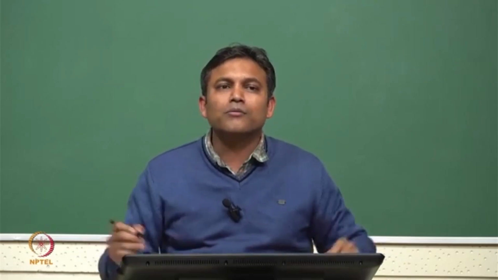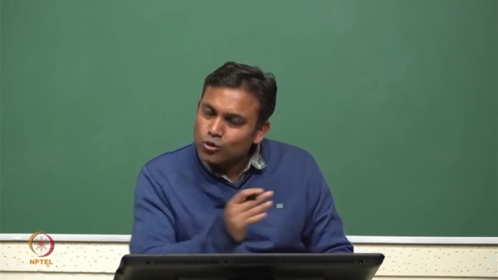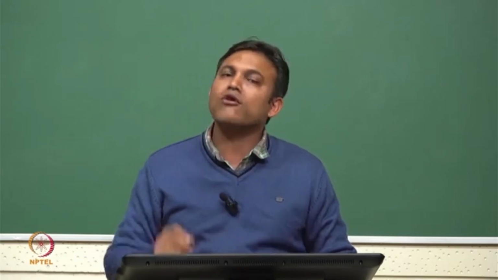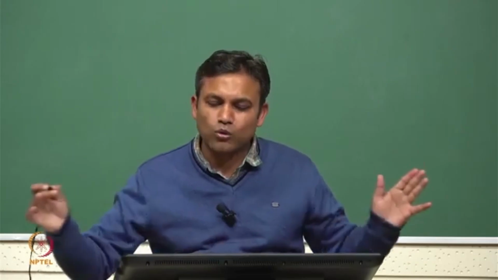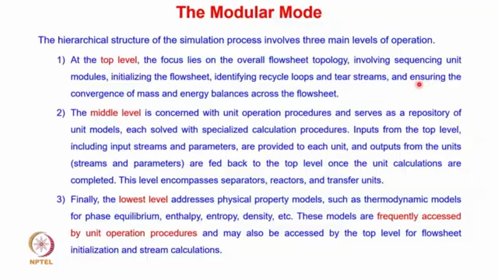If we break that particular stream, some of the recycle loops are broken down. So if you remove the recycle loop, then you can do the calculations in a sequential manner. So these tear streams are very important. We have to identify these tear streams, and we have to break the flow sheet at these tear streams. Based on that, the recycle loop is broken, and then we can do the calculations in a sequential manner. And finally, ensuring the convergence of mass and energy balance across the flow sheet is important.